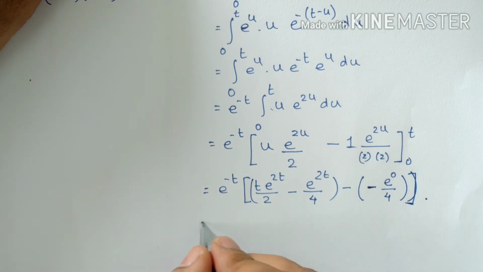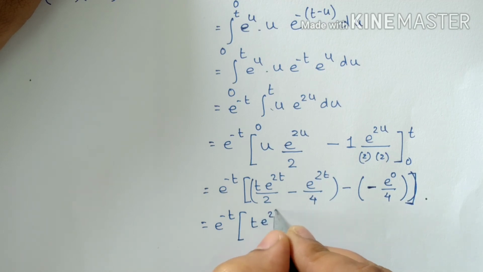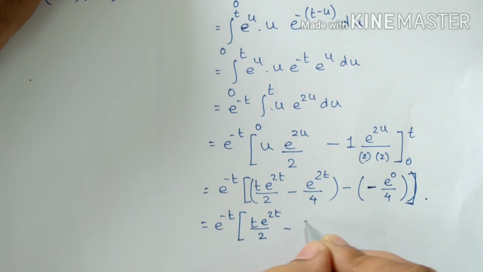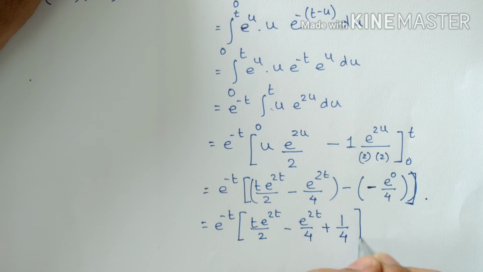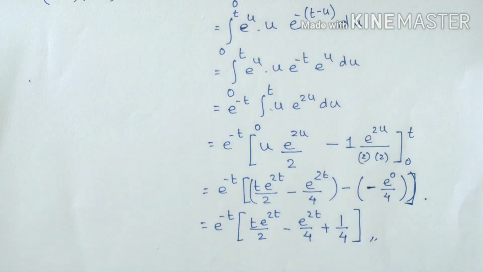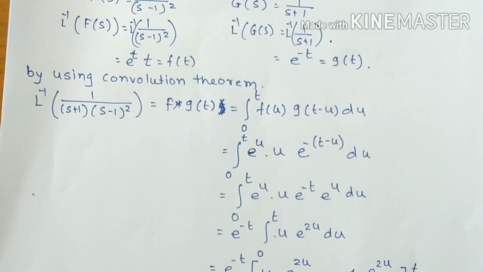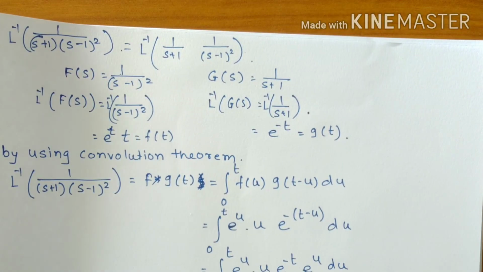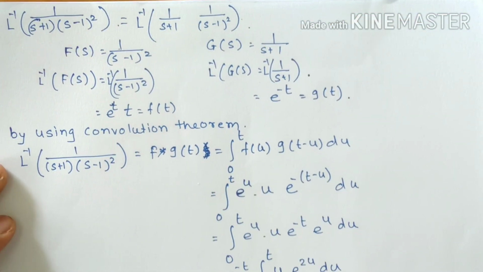So this is equal to e raised to minus t into bracket t e raised to 2t upon 2 minus e raised to 2t upon 4. Minus minus becomes plus 1 upon 4. So this is our expected inverse Laplace transform of the given function by using the convolution theorem.